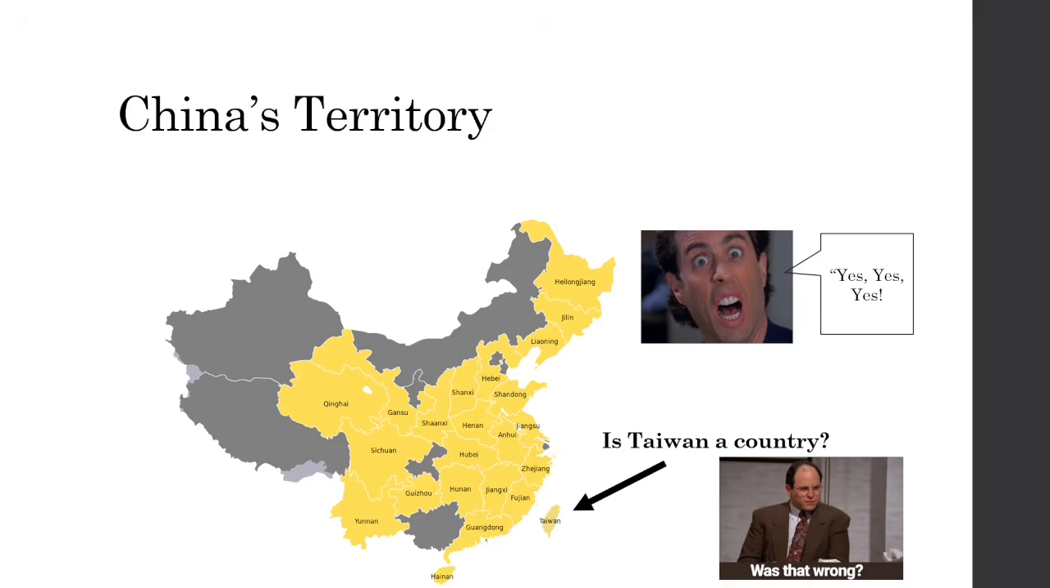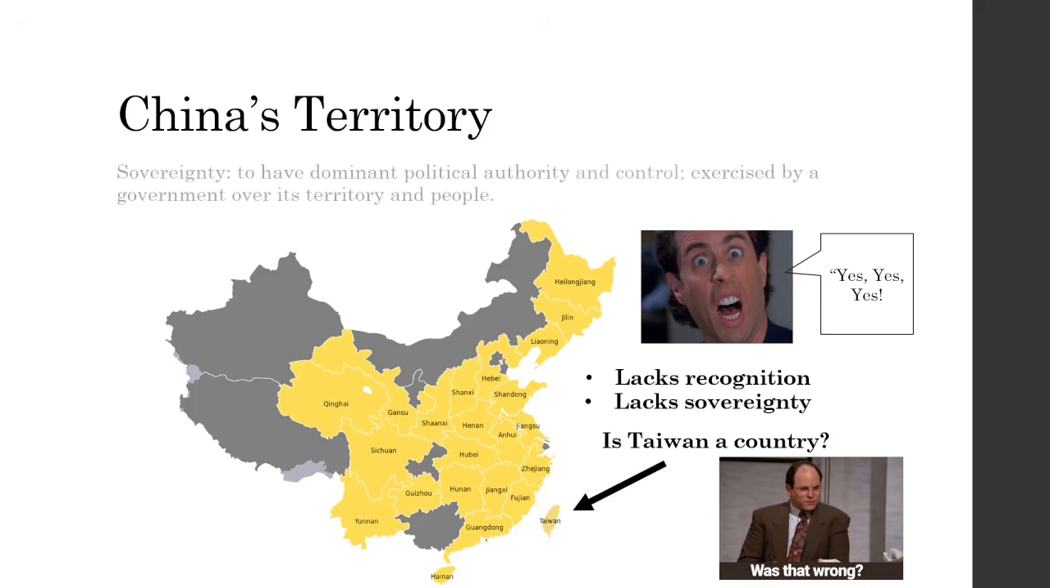I literally looked up Chinese territory for a graph, and this website had Taiwan listed as part of China's territory. China itself is a country. You can't have a country that's a part of another country. That literally doesn't make any sense. So it lacks recognition pretty much because it lacks sovereignty.